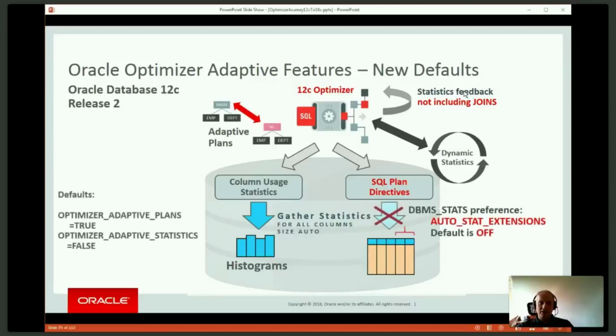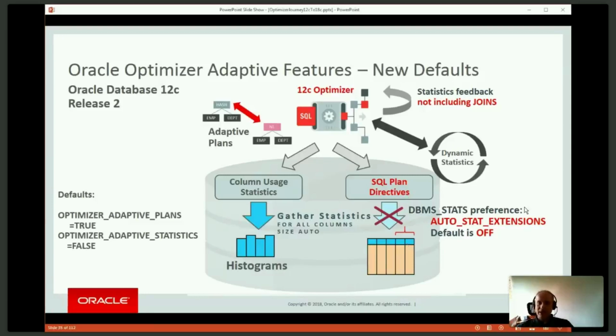So this is really reiterating what the default is. That means optimizer adaptive plans is true, optimizer adaptive statistics is false, and there's also a DBMS stats preference called auto stat extensions that is default off. So that's how this step is controlled. Of course, you can turn it on if you wish, but by default, it's turned off. And we believe, again, the default is the best setting.